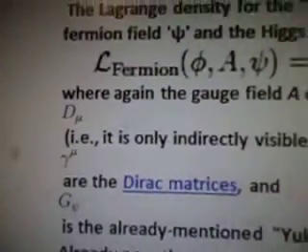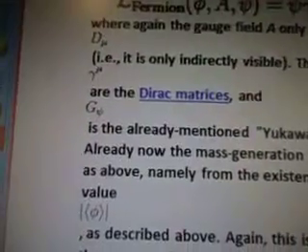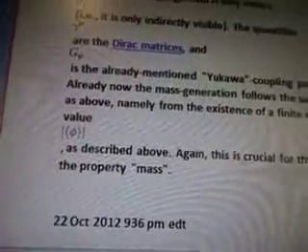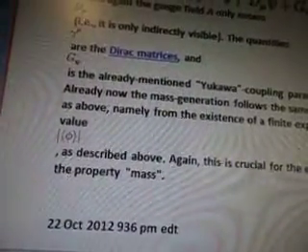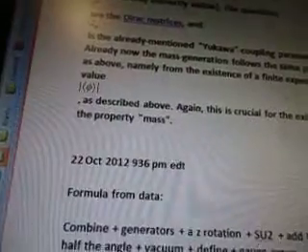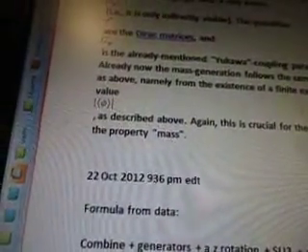The Lagrange density for the Yukawa interaction of a fermion field and the Higgs field is, and that's the equation there, okay, or again the gauge field A only enters that equation. It's only indirectly visible. The quantities are the direct matrices in that, okay, is the already mentioned Yukawa coupling parameter. Already now the mass generation follows the same principle as above, namely from the existence of a finite expectation value as described above. Again, this is crucial for the existence of the property mass.